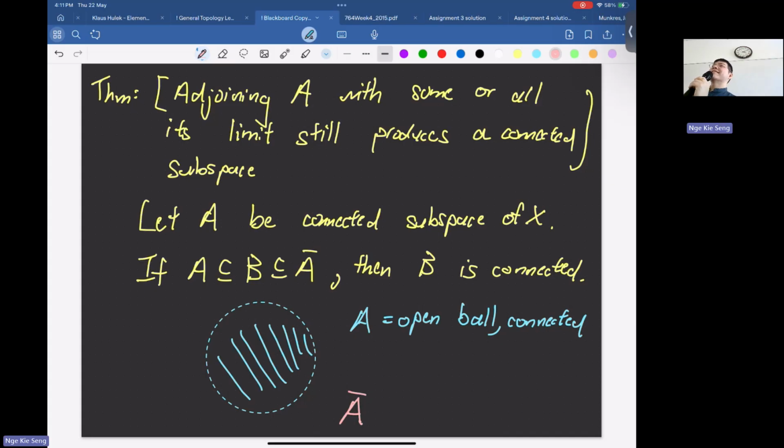Very important: limit points are also boundary points. So in this case, what do you get? If you add the circle in, good. You get a closed set. But the theorem says that if you are anything in between these two, it's still connected. A bar is also connected, obviously. But what's everything in between? Can you imagine?